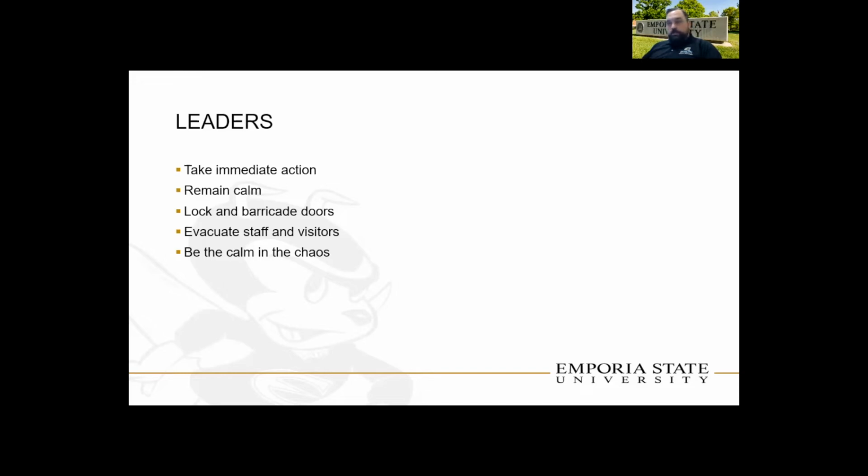When this situation starts, take immediate action. Try to remain calm. Lock and barricade the doors if that's the safest thing to do. Try to evacuate staff and visitors. And basically be the calm in the chaos. Staying calm in this situation will help others follow you. So again, knowing what to do can save lives. If you've rehearsed everything and you're calm and you know how you're going to react, it can help save other people by getting them to follow you out of the building if it's safe to do so.